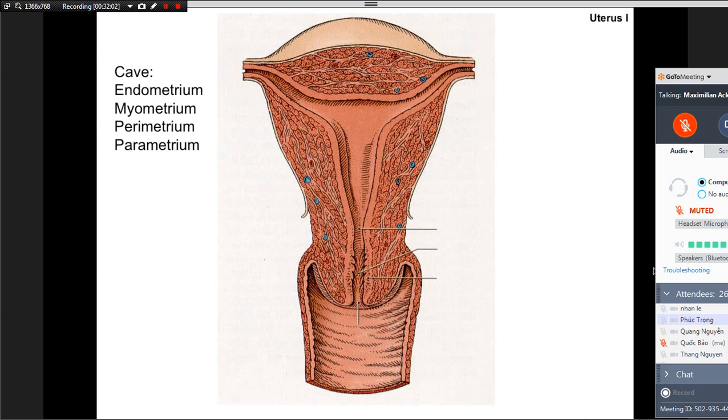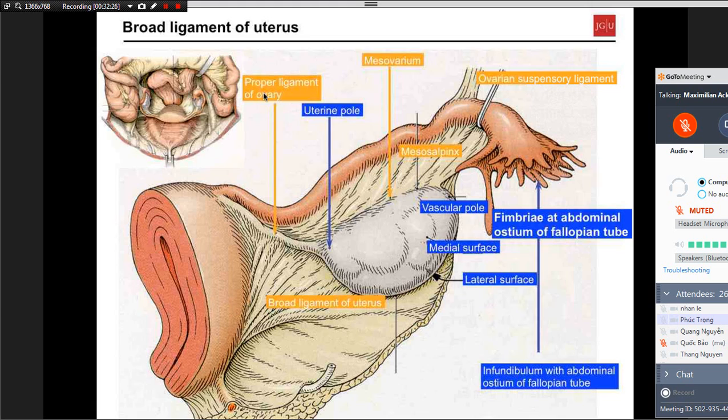Some words to the uterus. In the uterus, you find the endometrium, myometrium, so the muscle layer. This is the vascular layer. This is the muscle layer, and next to that, you have the perimetrium. This is the serosa, just covering the uterus itself. And at both sides, these are the so-called parametrial ligaments.